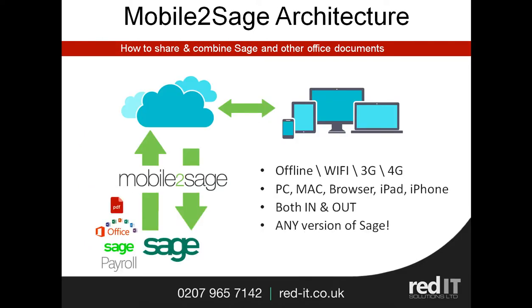But before that, let me tell you a little bit about Mobile2Sage. Mobile2Sage is an infrastructure which allows you to share information both in and out of Sage with your remote users. Now, those remote users will be using iPhones and iPads most of the time, but this could also be used to share information with people using PCs, Macs, or browsers. The system works both online and offline, and it can also use cellular networks like 3G and 4G. It also works on any version of Sage, so you don't need to upgrade.